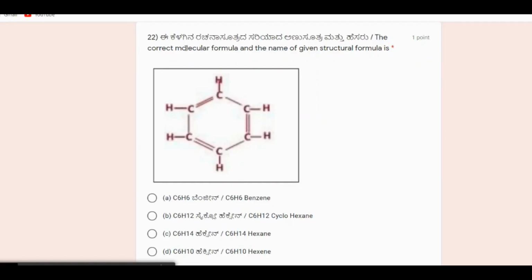22nd question. The correct molecular formula and the name of the given structural formula is A, C6H6 benzene. B, C6H12 cyclohexane. C, C6H14 hexane. D, C6H10 hexene. So here if you see the diagram carefully, there are 6 carbon atoms and 6 hydrogen atoms. So C6H6 is the formula for benzene. So the correct option for 22nd question is A, C6H6 benzene.